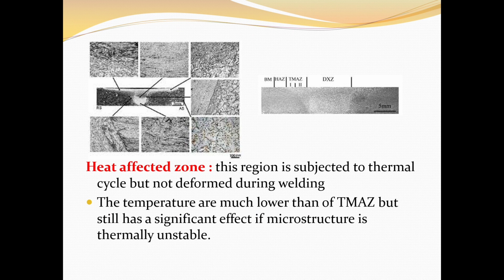Next we can go to the heat affected zone. In the heat affected zone, this region is subjected to the thermal cycle but not deformed during welding. The temperatures are much lower than in the thermomechanically affected zone, but it still has significant effect if the microstructure is thermally unstable.